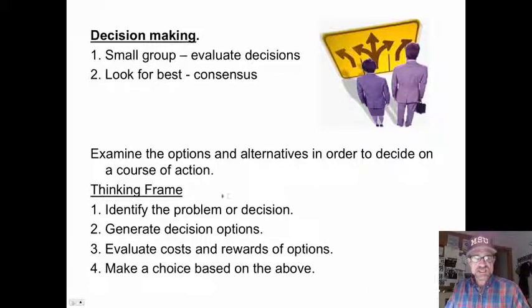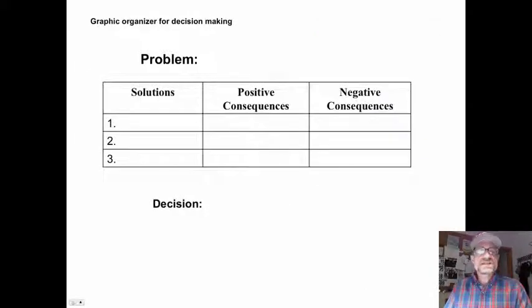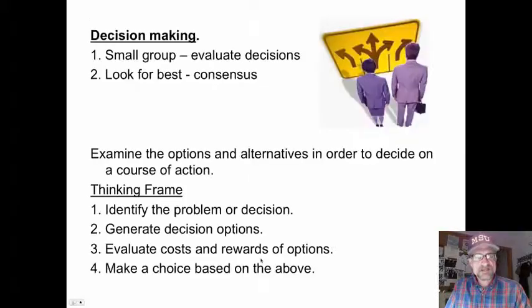Here is the thinking frame. You teach that explicitly. You can stop and take a look at that if you want. And here is the graphic organizer. There's the solution, positive, negative. Second solution, positive and negative. And third, and here is the ultimate decision to be made. All right, that is decision making.